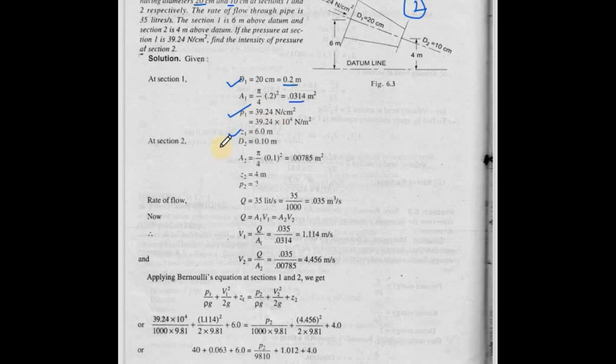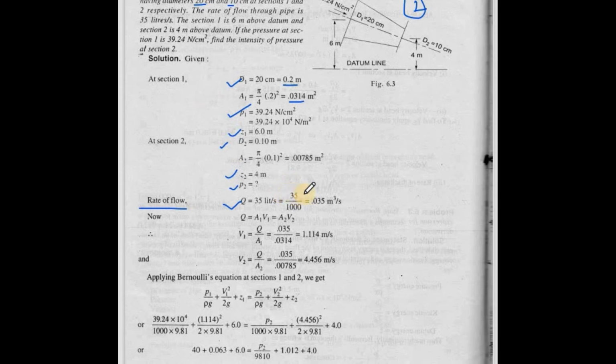After that, at section 2 we have the diameter, 10 centimeter, converted into meter that will be 0.1. Pi by 4 d square, we can get the area 0.0785. Z2 is 4. P2 we need to calculate. So you can use the rate of flow first. The rate of flow is 35 liter per second. This is also given.